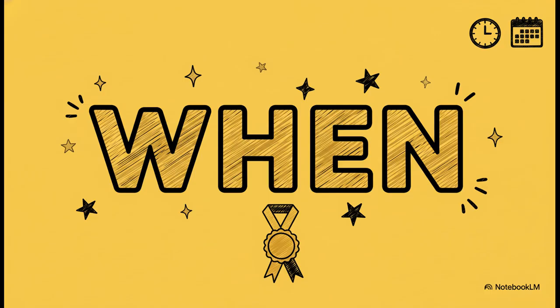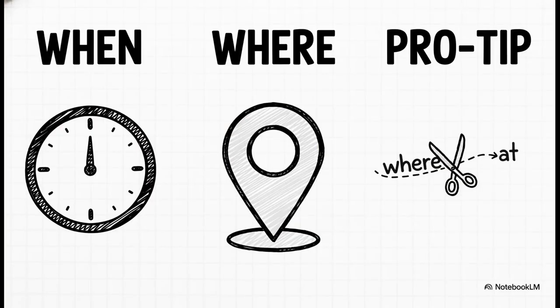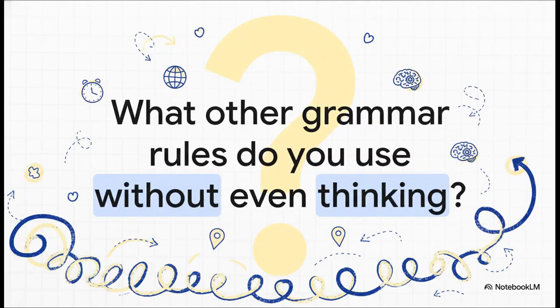Fantastic job. So let's just boil it all down. Super simple. Use when for time, use where for place. And if you want to sound extra fluent, you can often just drop them. Just don't forget that little preposition at the end if you drop where. And that really brings us to a final thought, doesn't it? So much of the language we use is just automatic. It kind of makes you wonder, what other complex grammar rules are you using perfectly every single day without even realizing it? It's pretty cool to think about.